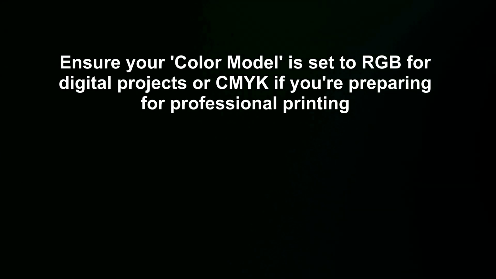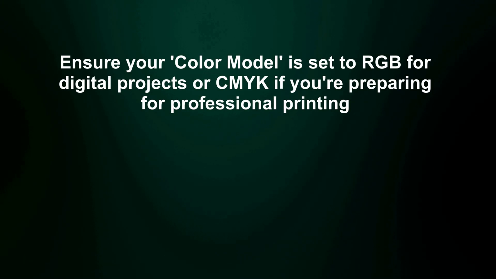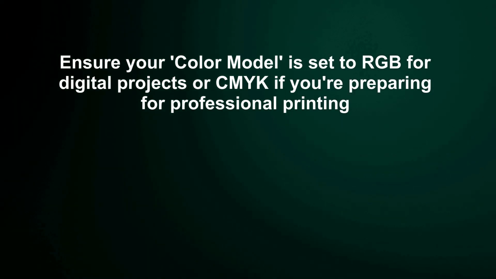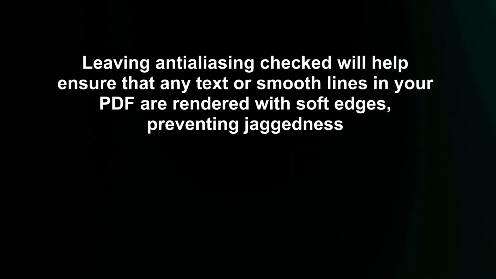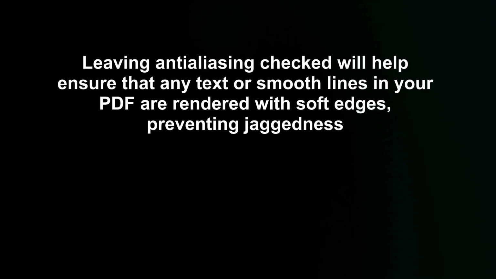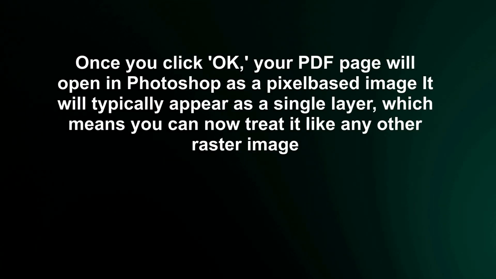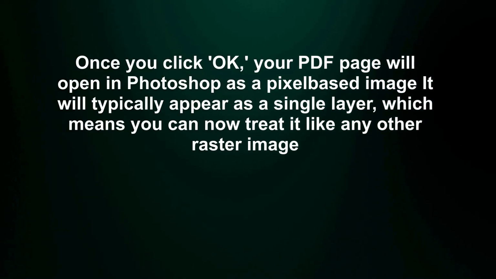Ensure your color model is set to RGB for digital projects, or CMYK if you're preparing for professional printing. Leaving anti-aliasing checked will help ensure that any text or smooth lines in your PDF are rendered with soft edges, preventing jaggedness. Once you click OK, your PDF page will open in Photoshop.